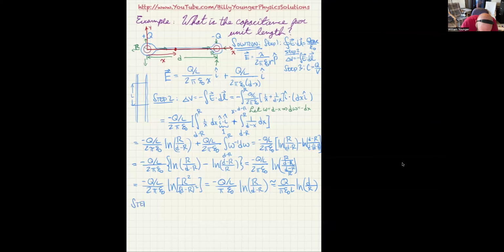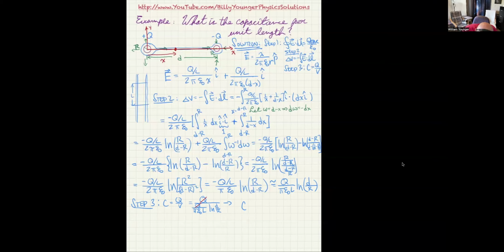Step 3 is applying C equals Q over V, and that becomes Q divided by Q over pi epsilon naught L times the natural log of D over R. You can see the Q's cancel out again like they're supposed to. Remember, you're never supposed to have a Q or a lambda or a sigma or a rho in a formula for capacitance. It's all supposed to be geometric. So now I see that those cancel out, and ultimately we get the capacitance per unit length. Well, let me not do that step. Hold on a second.